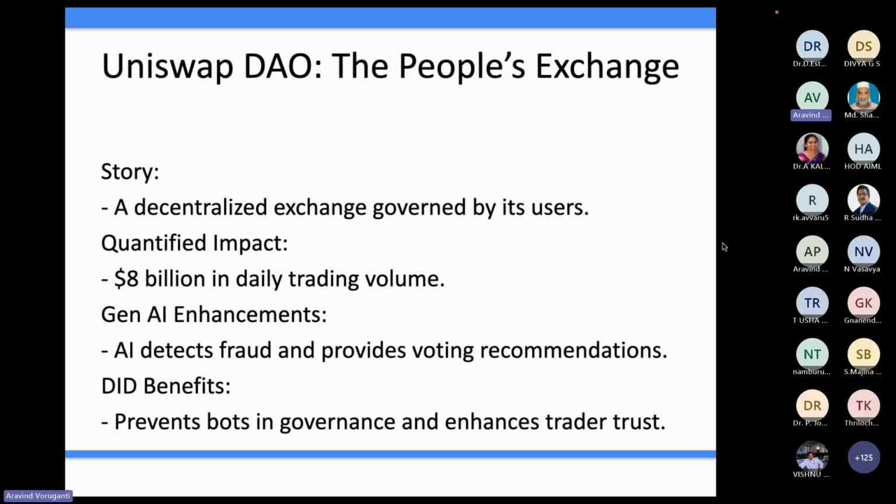But still, a DAO is as good as the voting mechanism and who is voting. So what an AI, or a Gen AI, can do is detect fraud and provide voting recommendations on the go. Something which I discussed in the previous session, where the voting mechanism can be monitored continuously and reviewed by Gen AI or an AI agent. And a DID benefit is preventing bots in governance and enhancing trader trust, because in most exchanges, even bots do trading.